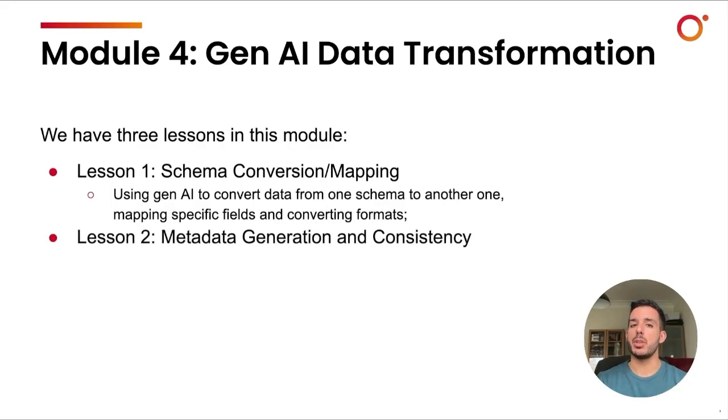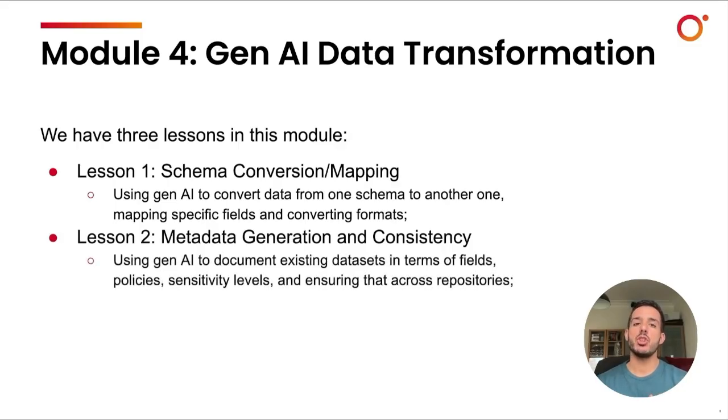Then, lesson number 2 is going to be about metadata generation and consistency. That is, using GenAI to document existing datasets that we may have in terms of fields, policies, sensitivity levels, and other characteristics that are worthwhile to note down in terms of metadata, and ensuring that those metadata remain consistent across various repositories. Again, same terms and definitions for all metadata.